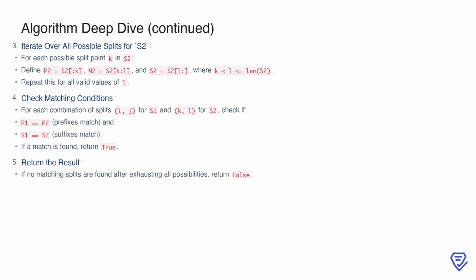Specifically, we compare the prefixes, P1 and P2, and the suffixes, S1 and S2, for equality. If we find any combination of splits where both the prefixes and suffixes match, we can conclude that a valid split exists and return true. If no such match can be found after examining all possible splits, we return false. This exhaustive approach ensures that we explore every possibility, but it is computationally intensive.